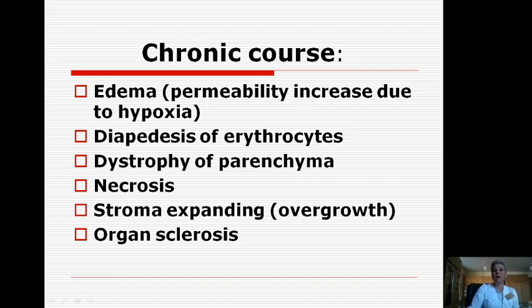Due to chronic course, at first we see edema too, as a result of permeability increase due to hypoxia. The next, diapedesis of erythrocytes and dystrophy of parenchyma. As a result of dystrophy of parenchyma, we can see necrosis in the cells. But through several days or weeks, we can see stroma expanding, overgrowth of stroma, growth of connective tissue, and as a result we can see sclerosis in the organs.